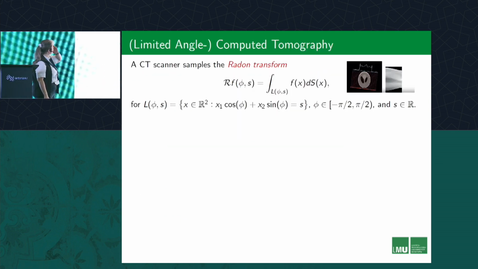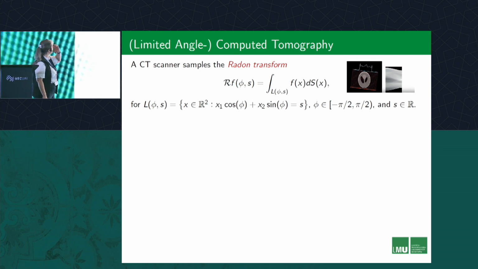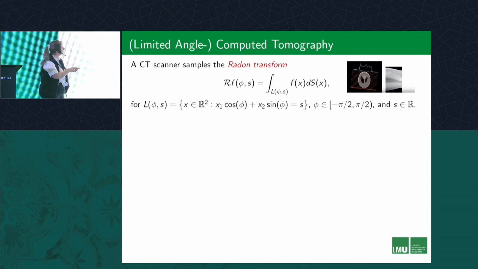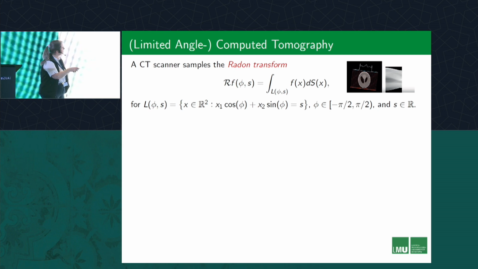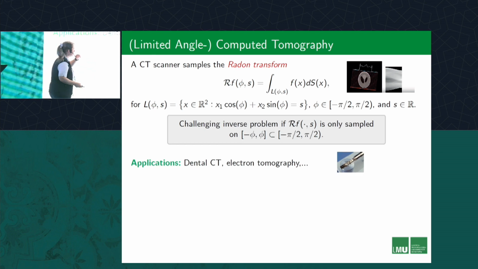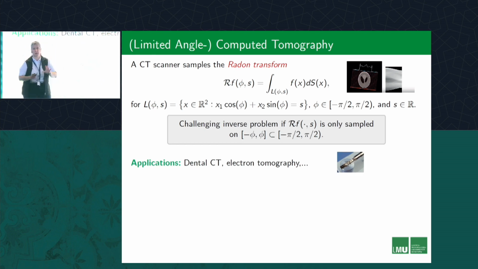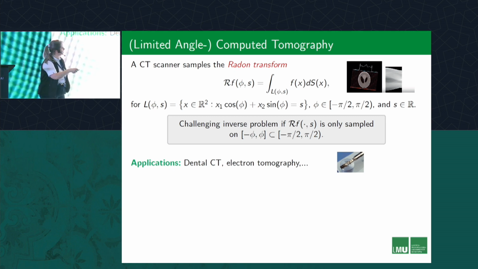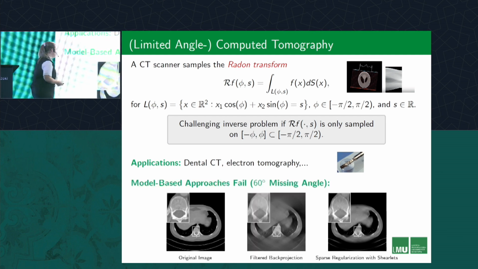So this is an application from CT, from medical imaging. A CT scanner samples the Radon transform, as you might know. So we compute line integrals through the human body. This gives me one slice of the sinogram, and then I rotate. And this problem becomes really hard if you cannot sample the full 180 degrees. This is, for instance, true in dental CT, electron tomography, and so on. There we have problems with reconstruction because you have a whole chunk of data missing in this direction, and so the reconstructions you get are really bad.